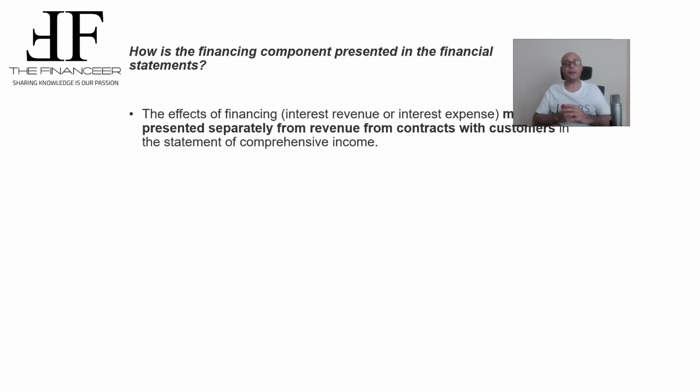Now comes the next question. How can we present these transactions in the financial statements? As I have just explained before, the revenue from the goods and the services should be presented separately in the income statement from any part related to the financing, whether it is finance income or finance expense. The finance income or finance expense should be presented separately from the revenue that we are going to determine for the goods and the services, and this revenue should reflect the cash selling price.